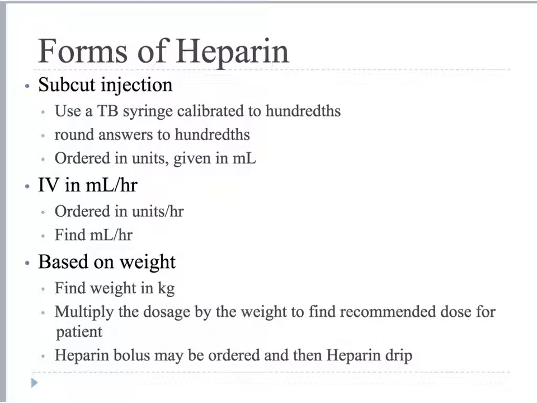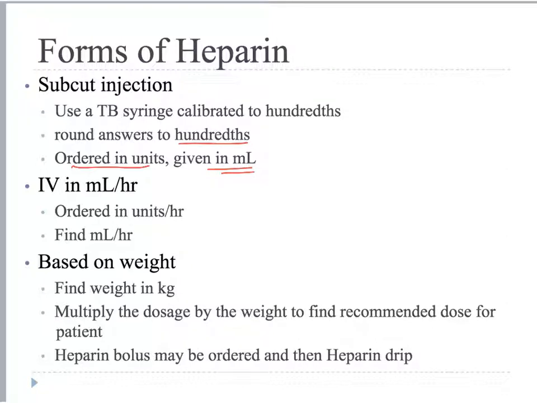So when we look at our different forms, here are those specifics that I kind of just talked through on the previous slide. So our subcut injection, we're going to use a TB syringe. It's calibrated to the hundredths, so I round my answer to the hundredths. So I'm rounding my answer to 2 decimal places. It's ordered in units and it's given in milliliters.